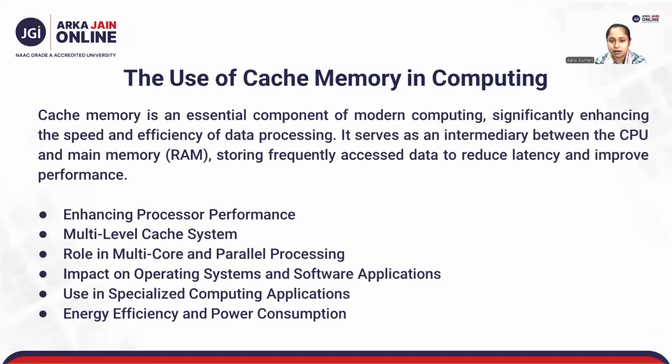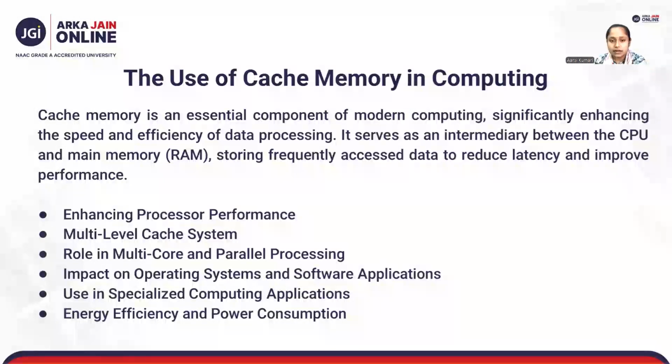Energy efficiency and power consumption. Another critical use of cache memory is in optimizing energy efficiency and reducing power consumption. By minimizing data transfers between the CPU and the main memory, cache memory reduces power usage in battery powered devices such as smartphones and laptops, enhances overall thermal efficiency, preventing excessive heat generation in high performance processors, and supports dynamic cache management, adjusting cache utilization based on workload demand to optimize power consumption.